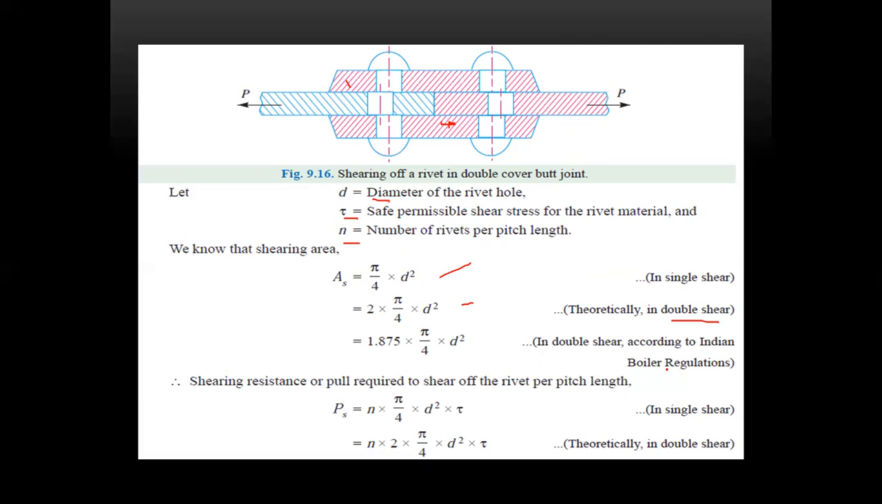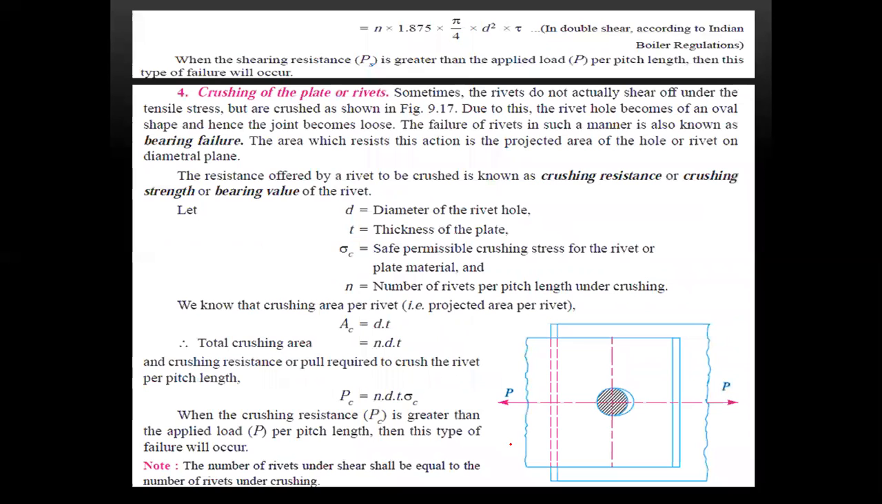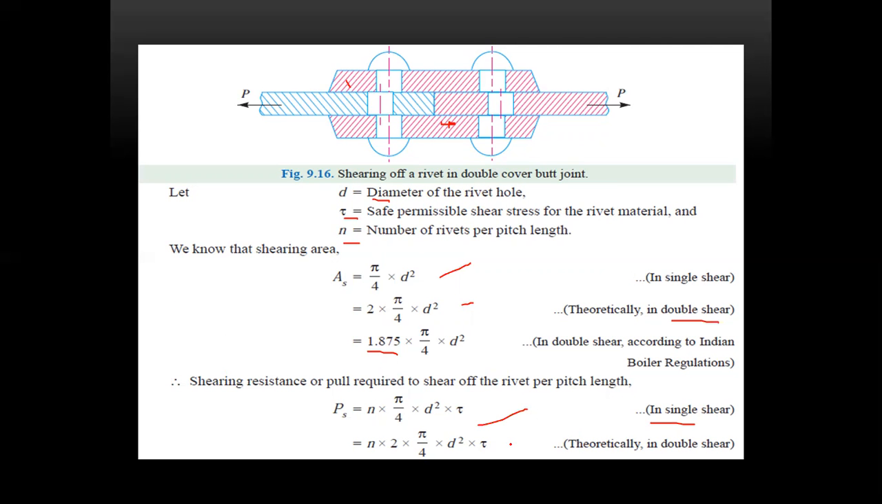According to Indian Standard Boiler Regulations, for double shear we have to take 1.875 into pi by 4 d square. Therefore, the shearing resistance or pull required to shear off the rivet per pitch length, in single shear, is P equals n into pi by 4 d square into tau. Theoretically, for double shear it is n into 2 into pi by 4 d square into tau. So these things we have to apply in the formulas.